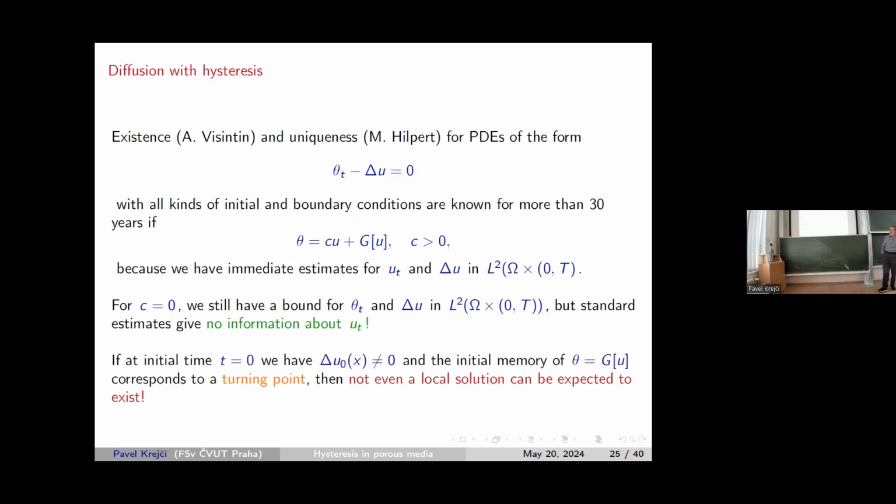And now, this is what I mentioned at the beginning: if accidentally it happens, for example in this situation with c equal to 0, that the Laplacian of u_0 is not 0, and the initial memory is such that it corresponds to a turning point, then we cannot expect even a local solution, because at turning points theta_t is necessarily 0. So if the memory is such that theta_t is 0 and the Laplacian is not 0, we have no solution. So we have to assume something about the initial memory.